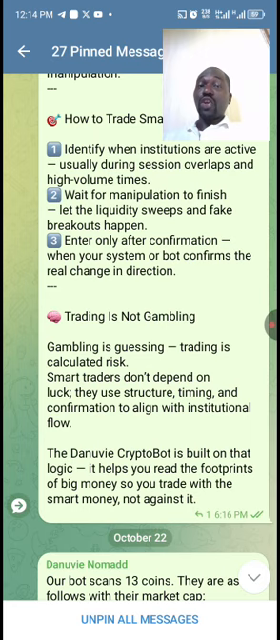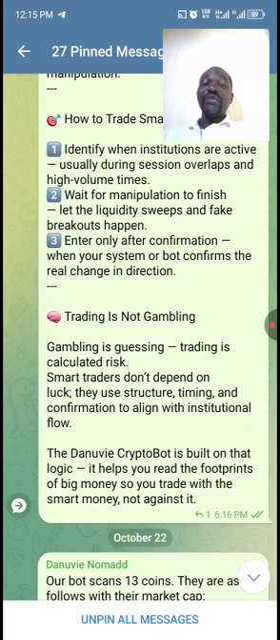They use structure, timing, and confirmation to align with institutional flow. I'll say it again. They use structure, one, timing, two, and confirmation to align with institutional flow. So you can see a break of structure at the right time, and then confirmation of alignment with the institutional flow. That's what makes a very, very good trade.